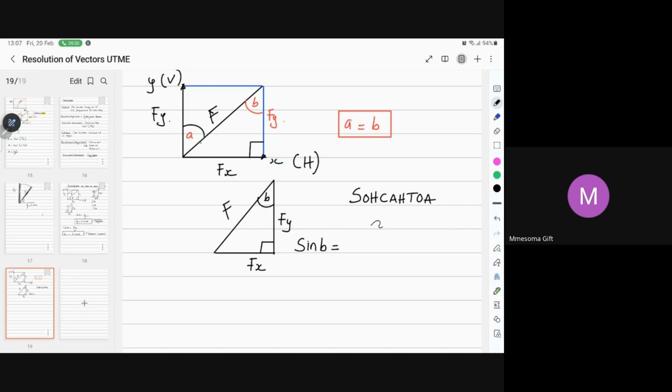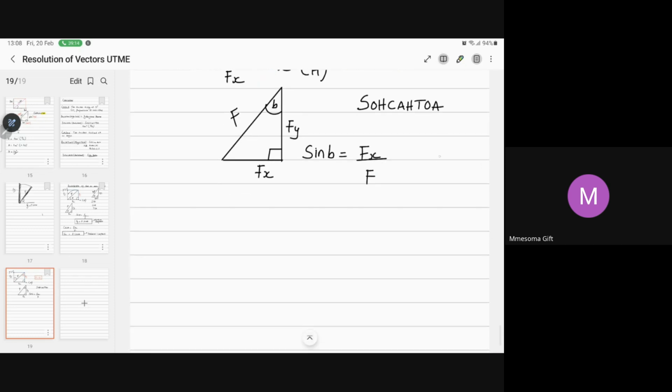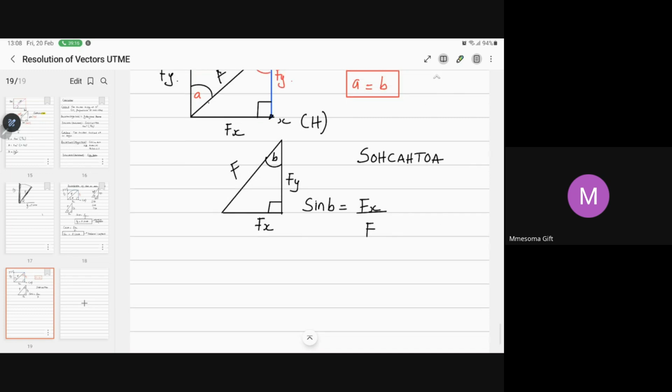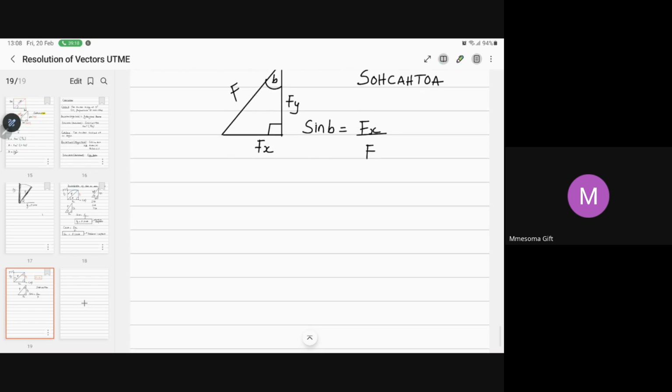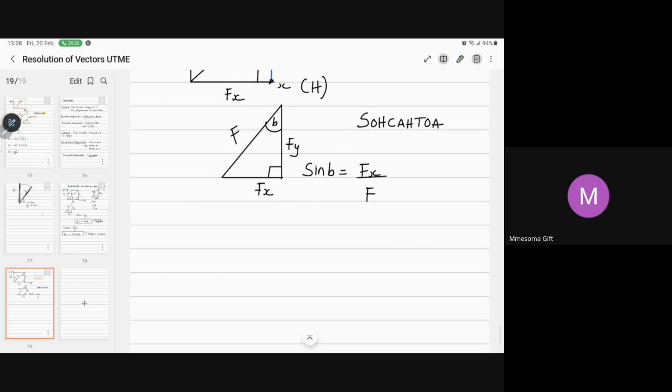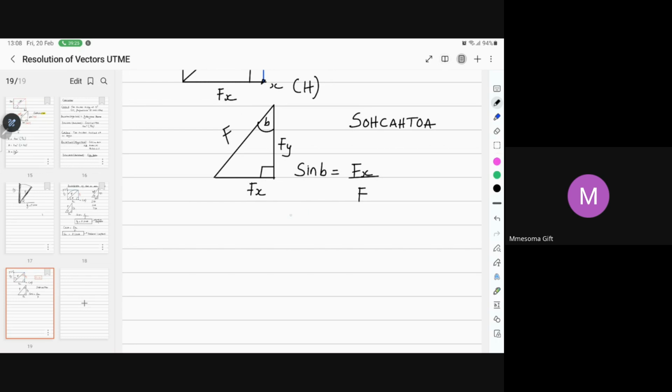So you have sin B. Then the opposite here is what? Fx, all over the hypotenuse here, which is F, right? So now when we cross multiply, because we are looking for Fx, we're going to have that our Fx will be equal to what? F sin B.